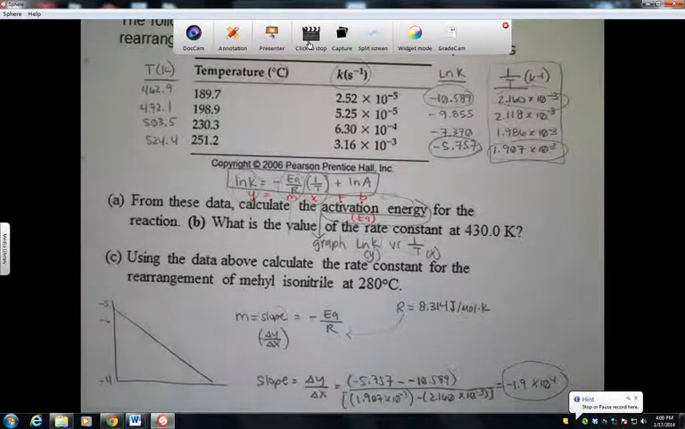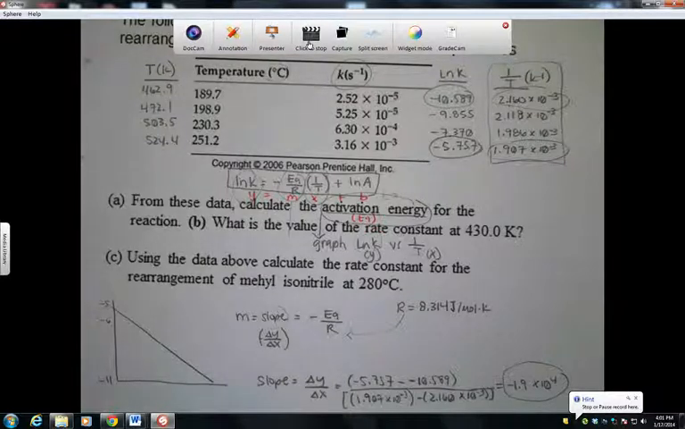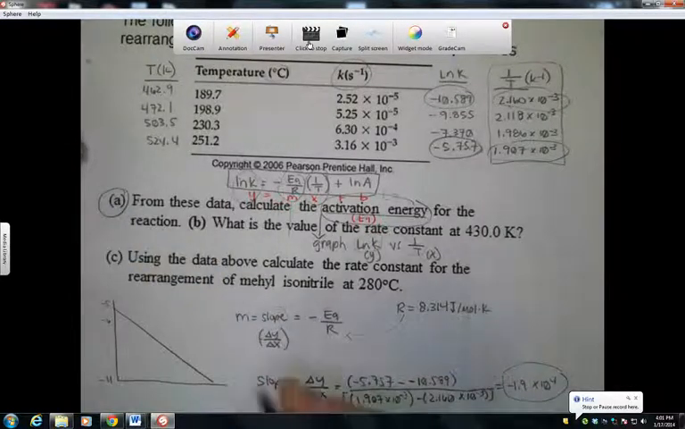And just so you know, activation energy is mostly reported in kilojoules, not joules. So if you multiply by 1,000 joules per kilojoule, you can put it into kilojoules per mole instead of joules per mole. So either of these answers is fine, but if they ever ask for it in kilojoules, you might want to put it in kilojoules, since activation energy is mostly reported as kilojoules. So that answer is part A. So this was A.